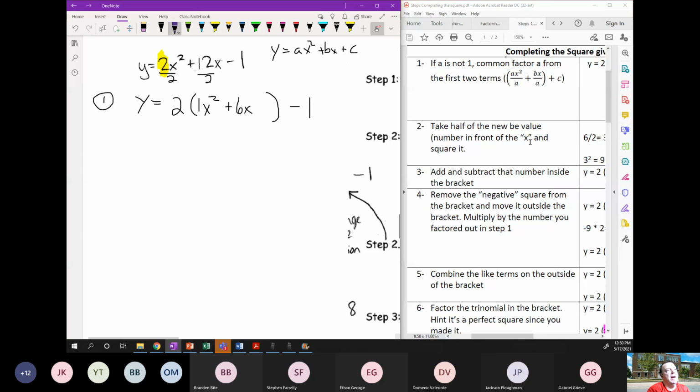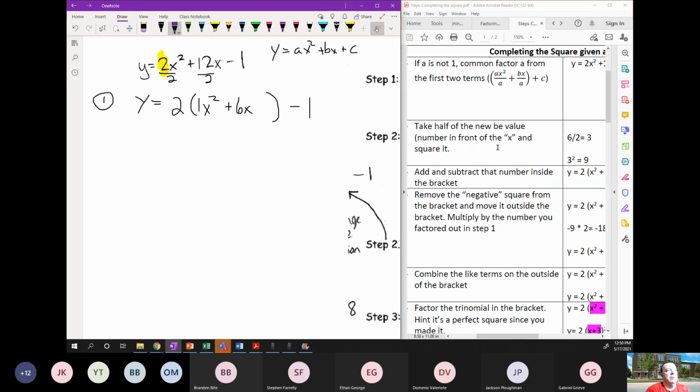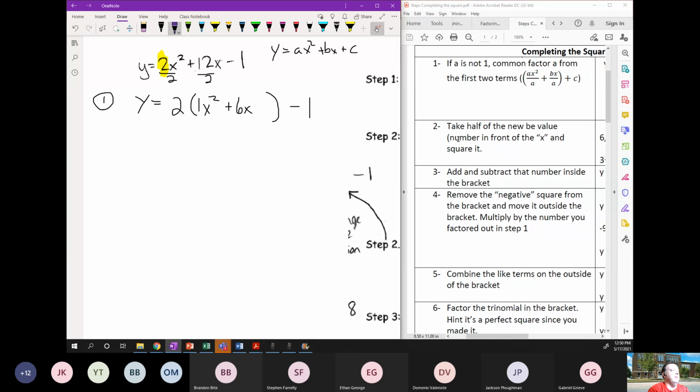So step 2 now says take half the value of the number in front of the x, and square it. That's a horrible sentence I wrote. I'm going to redo it. Plus, I forgot a bracket. All right. I'm going to redo that and send it back out.